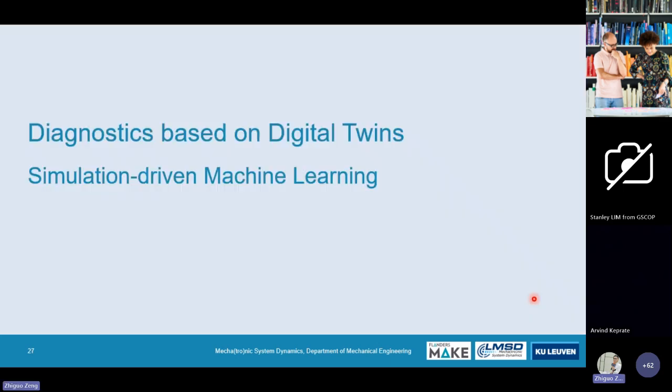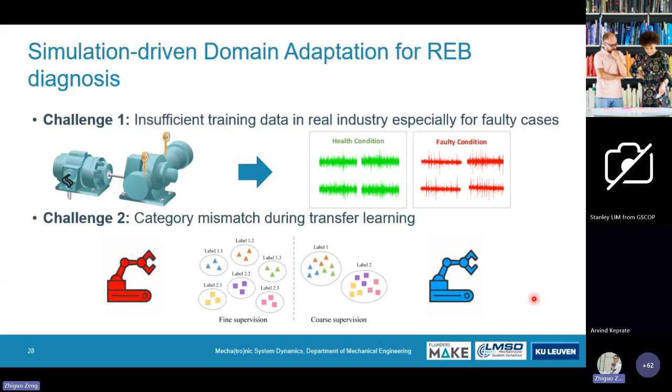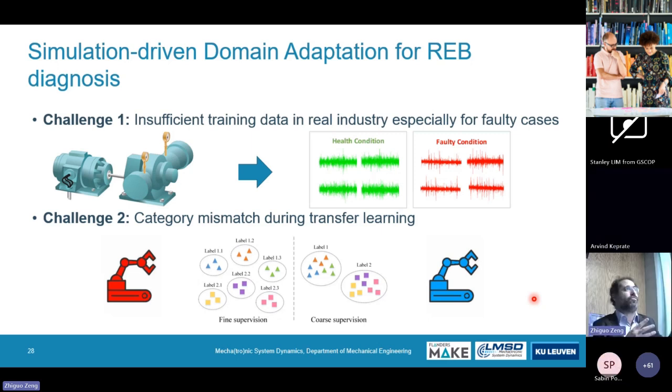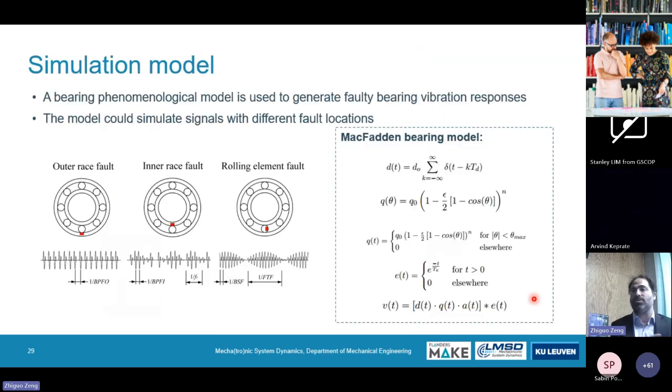Then I would love to go one step further to the diagnostics, where we can call it diagnostics based on teacher twins, or we can call it simulation-driven machine learning. And there the idea was the following, that first of all, we had the challenge that we don't have fault data from the real cases. And also we might have categories mismatch. So we might have different classes at the target and at the source. So what we tried to do was to use a simulation model.